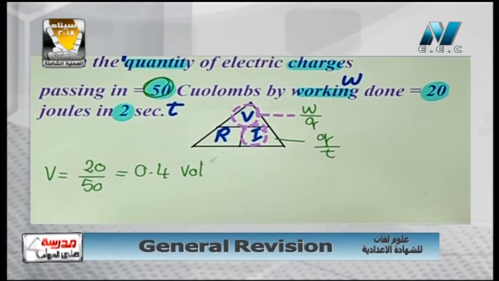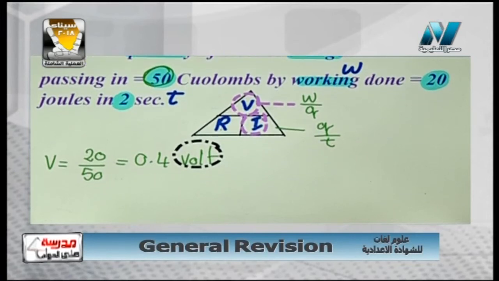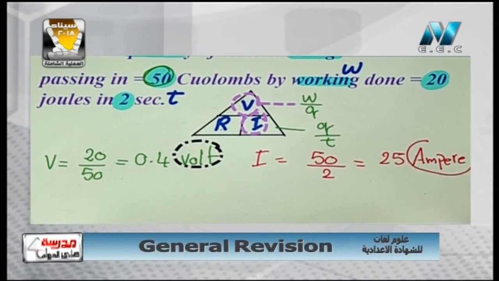Volts. Don't forget to write the measuring unit beside the value. As we have to calculate the current here, as we know, I equals Q over T. Quantity of charge equals 50, and time equals 2 seconds. So 50 over 2 equals 25 amperes, because we know the measuring unit of the electric current intensity is ampere.